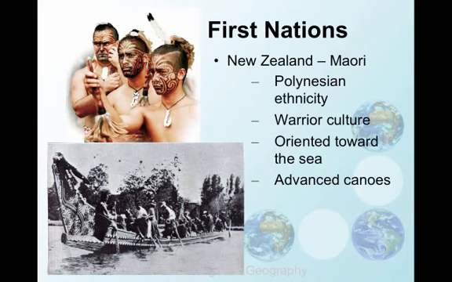In New Zealand, you have the Maori people. They came from the Polynesian Islands approximately 800 to 1,000 years ago. It is a warrior culture and is largely oriented toward the sea, and so one thing that is well known about them is that they have advanced canoes.